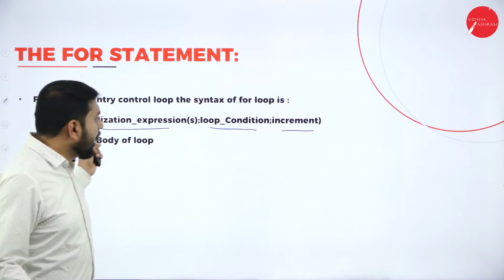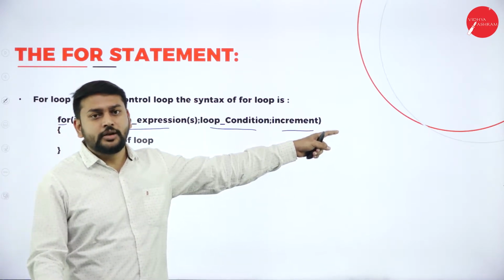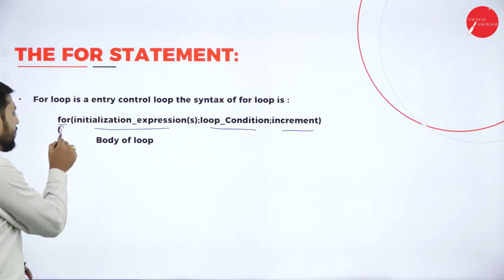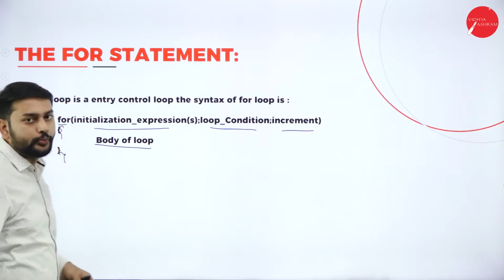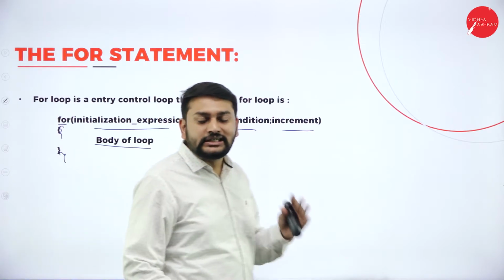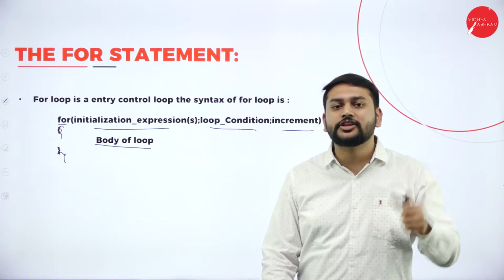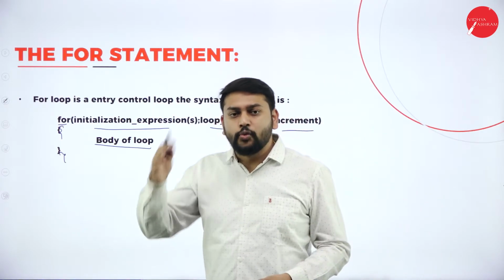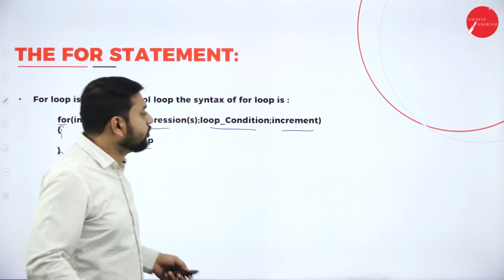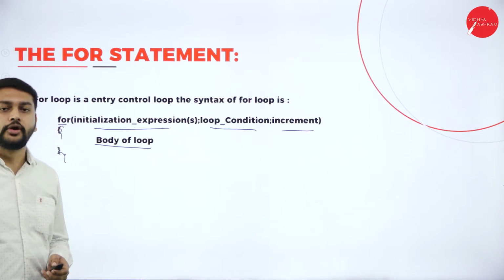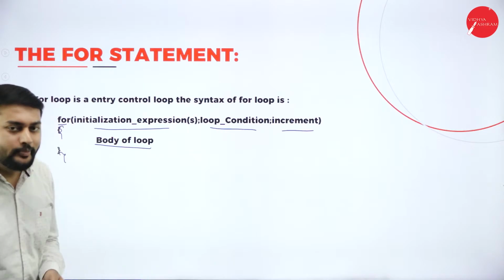I will not end this loop or the statement with the semicolon. That's what you need to remember. Then I will open the flower bracket and close it. This is the body of the loop. This is the general syntax with respect to the for. I will show you the demo of how exactly this for is working and what the speciality is with respect to this for. All those things I will be speaking about. So have a little patience.